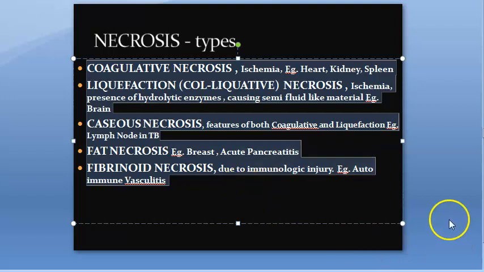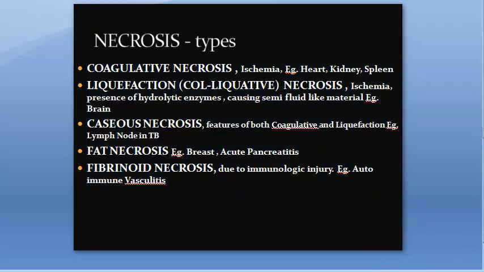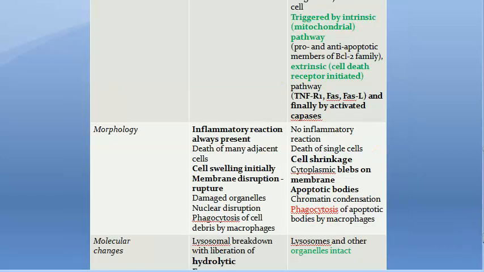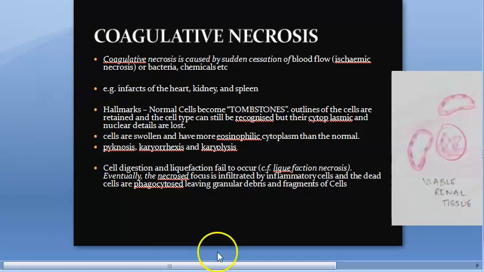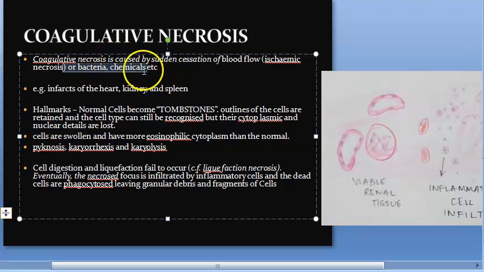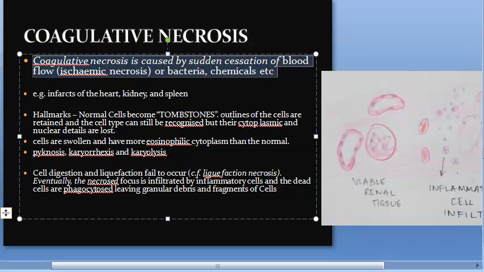We have seen a small introduction in the previous video. Then we saw the differences between necrosis and apoptosis. So now we are going to move to coagulative necrosis. Coagulative necrosis is very standard: it is because of sudden cessation of blood flow, or because of bacteria, or because of chemicals. So this is the standard cause of necrosis.